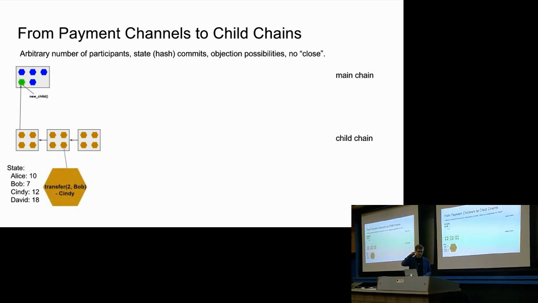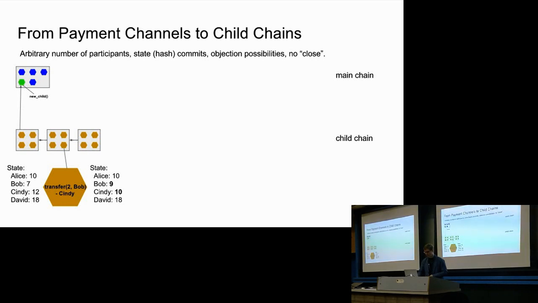And then we have a transaction. Cindy transfers two tokens to Bob. It's the same transaction we had in the previous example on the main chain. And the effect on the state is that Cindy's balance is reduced by two and Bob's balance increases by two.